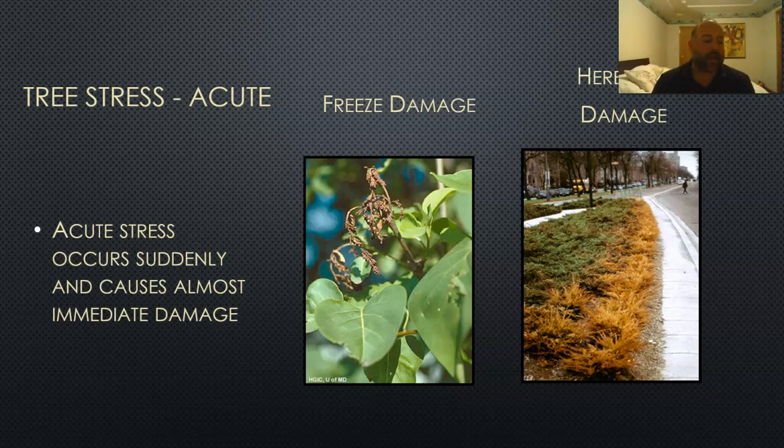So acute and immediate effects. Herbicide damage. You went and sprayed herbicide, then you waited a week or so, and then all of a sudden you notice this has happened. There's an obvious cause and effect. And so with acute tree stress, that's what we're looking for: that immediate damage, that obvious cause and effect. It was fine, now it's not, and this was the one difference.